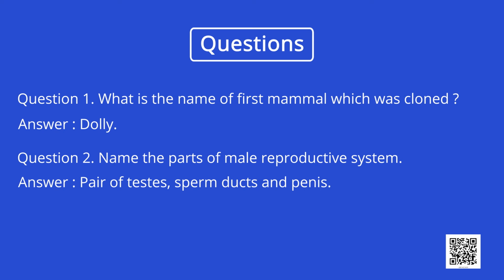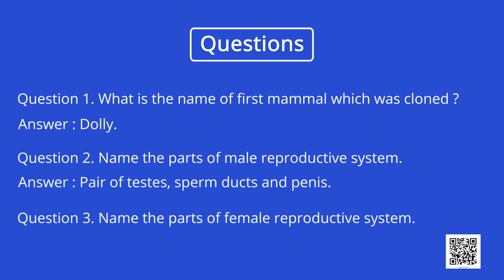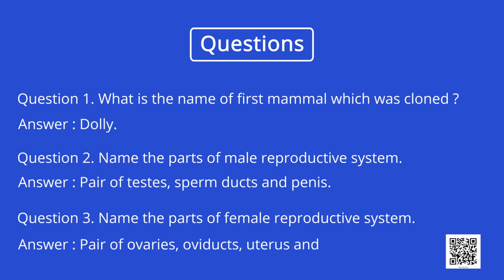My next question, name the parts of female reproductive system. The parts of female reproductive system are a pair of ovaries, oviduct, uterus and vagina.